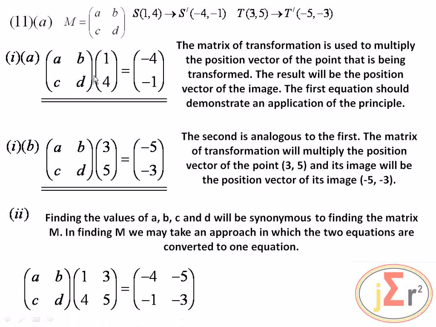So take this, we have A, B, C, D, times the first column 1, 4, second column 3, 5, equal to the first column -4, -1, second column -5, -3. We will proceed to solve the equation on the next slide.